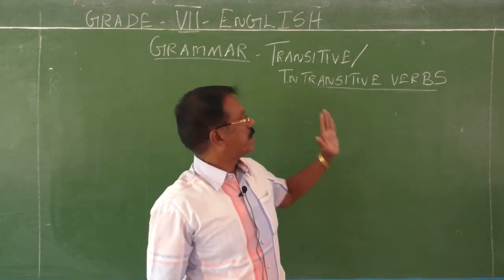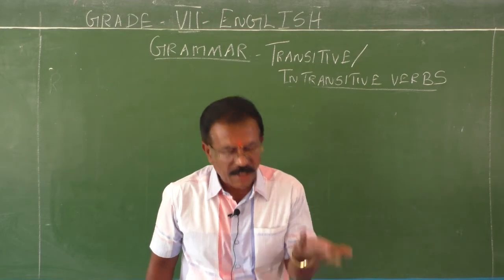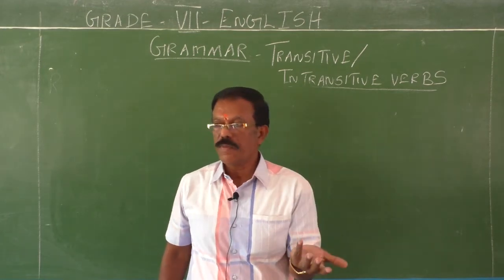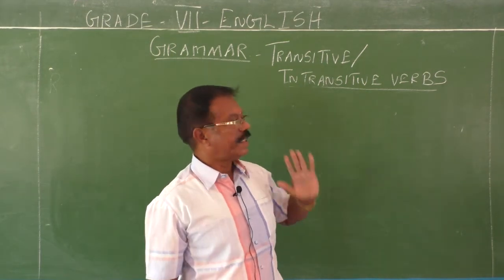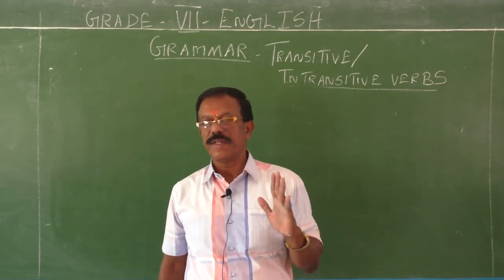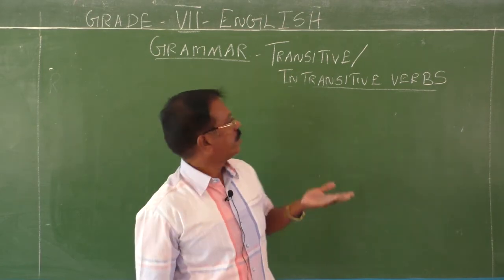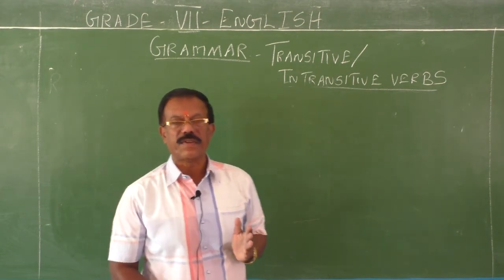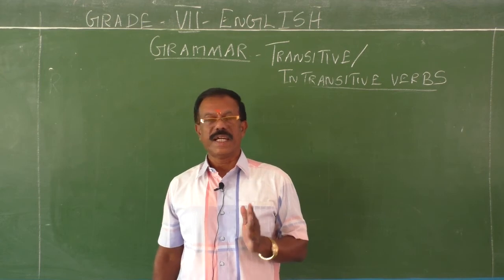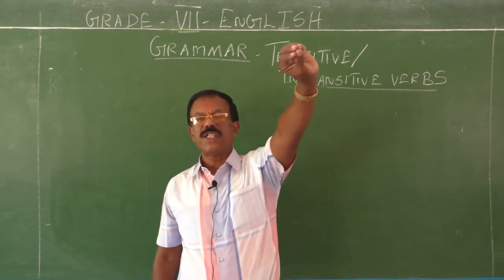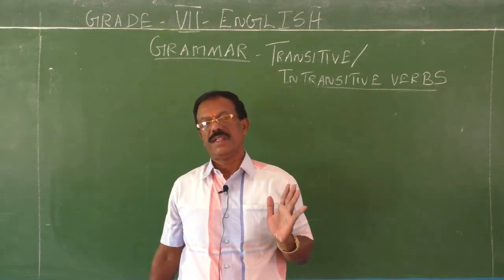Understand? A transitive verb is a verb which requires an object to complete the sentence. The object may be a direct object or an indirect object. A transitive verb may be monotransitive or ditransitive. Okay, let me sum up. Intransitive verbs do not require an object. They themselves complete the sentence without taking an object. So transitive verbs require an object, but intransitive verbs do not require an object. This is the difference.